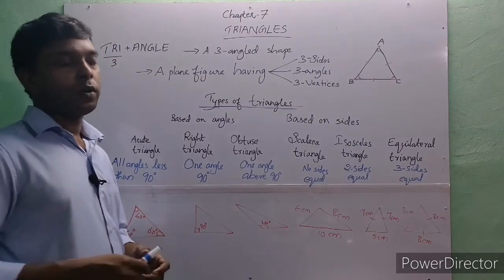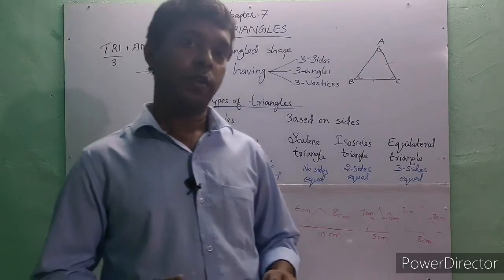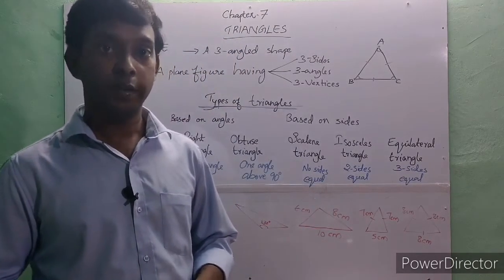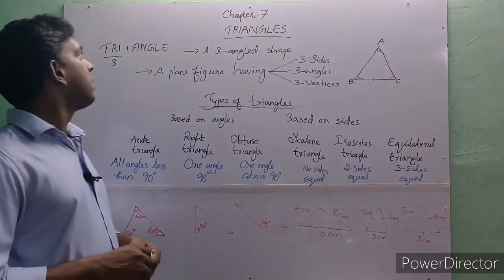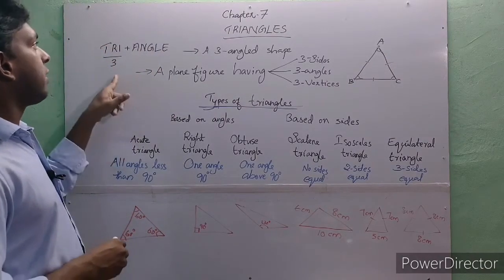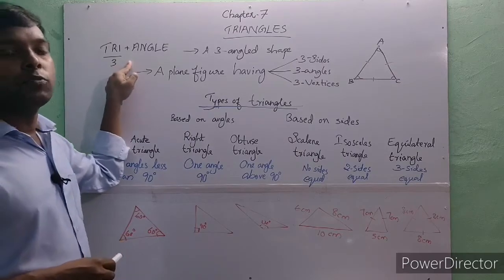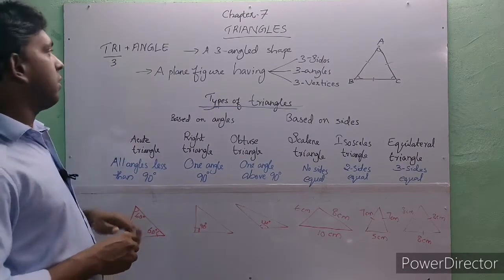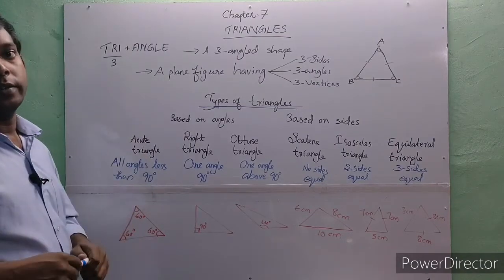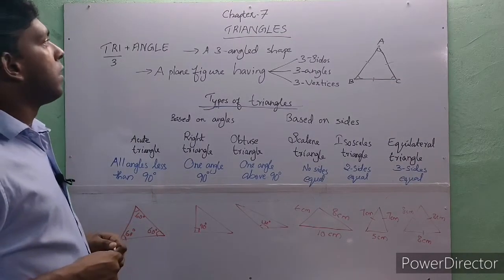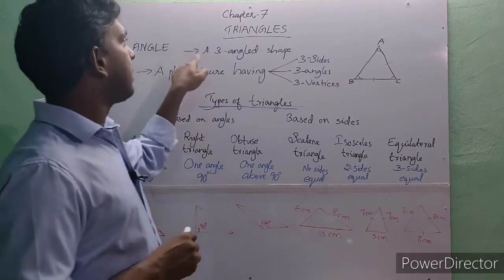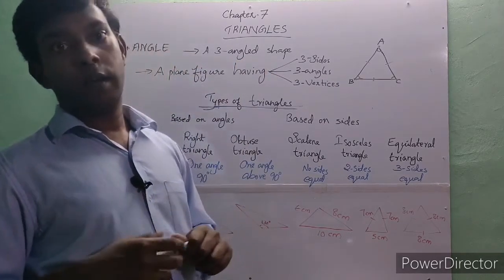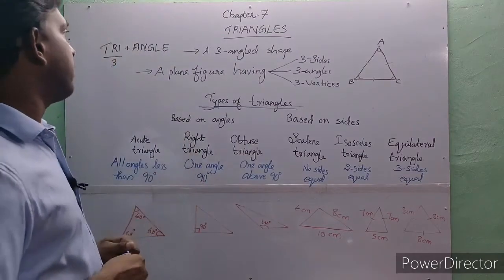Now before we talk about anything in this chapter, it is necessary for us to understand what a triangle is. If you look at the word triangle, it can be split into two: tri plus angle. Tri, obviously we know, is 3. So what is a triangle? A triangle is a 3-angled shape. So it has got 3 angles.